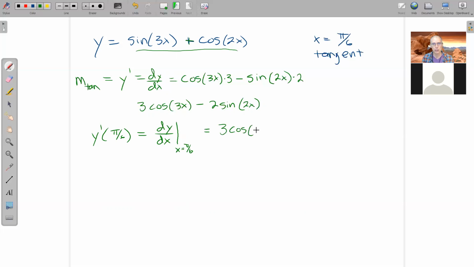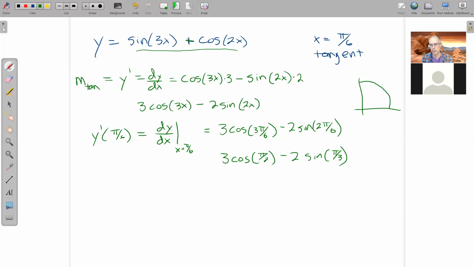So cosine of 3 times pi over 6 minus 2 sine of 2 pi over 6. And 3 over 6 is really 1/2, so that's 3 cosine of pi over 2 minus 2 sine. 2 over 6 is 1/3, so that would be pi over 3. And just thinking about the unit circle for a second to evaluate these, pi over 2 is 90 degrees up there. Cosine is an x value, so this right here is 0.